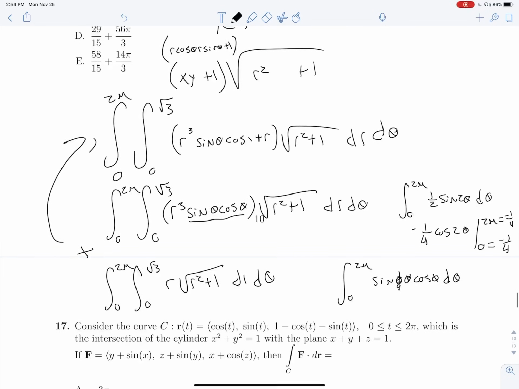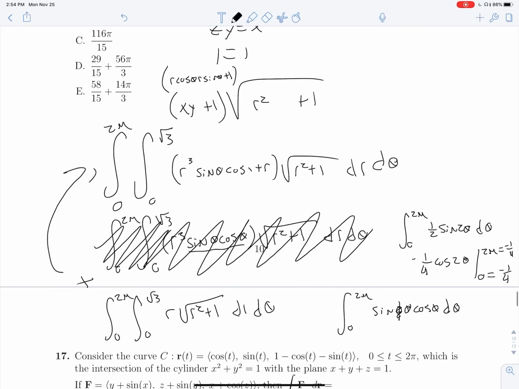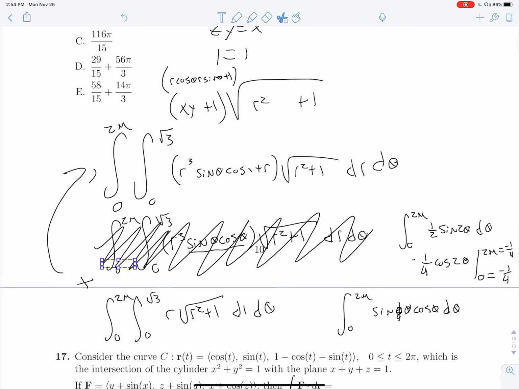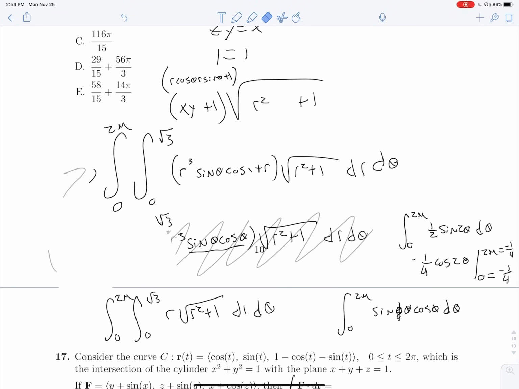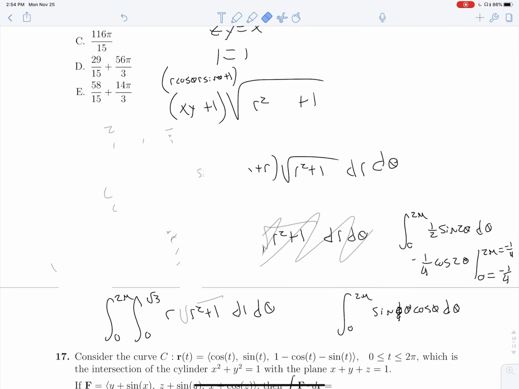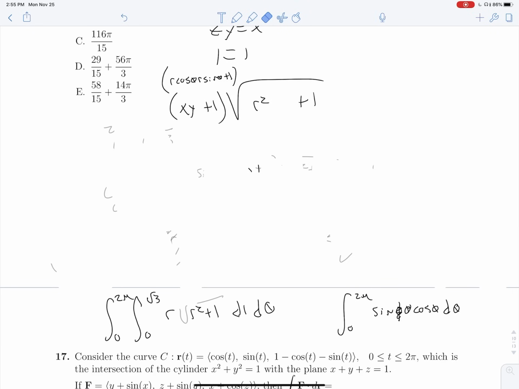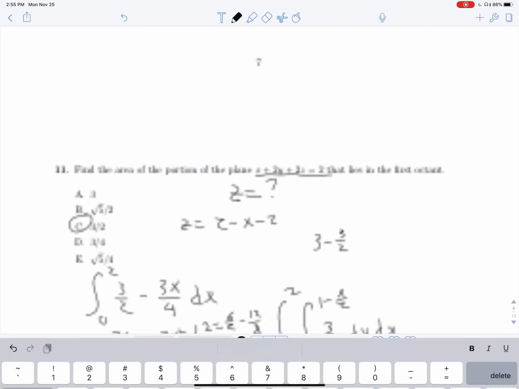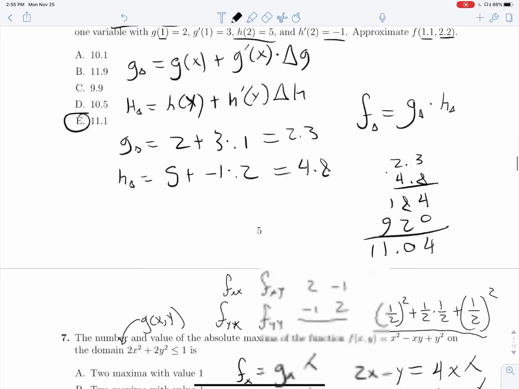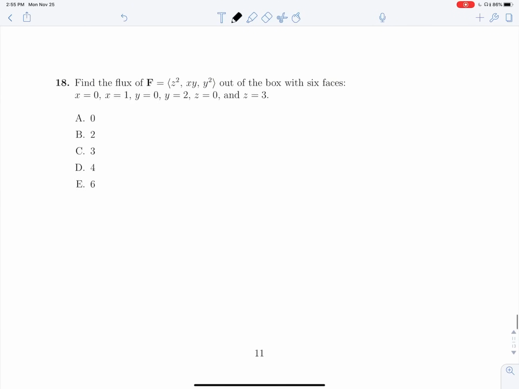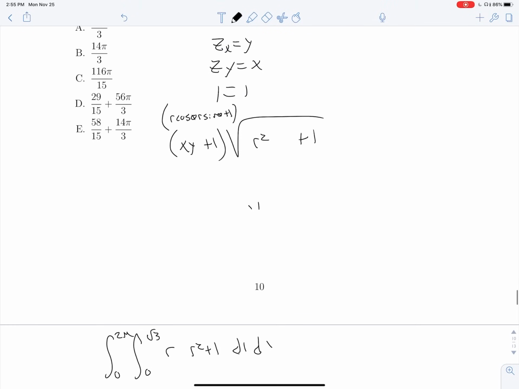So it's very nice that it works out this way. This whole integral is 0. So all we have to worry about, in fact, I'm going to delete the whole thing because I don't really want to look at it anymore. Oh no, that's not what I meant to do. So all we have to worry about is this integral down here.